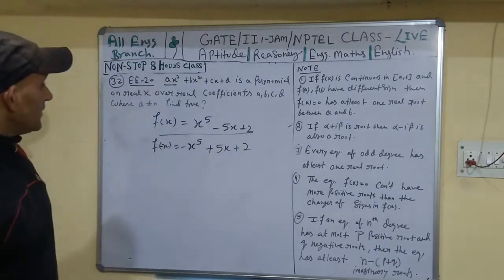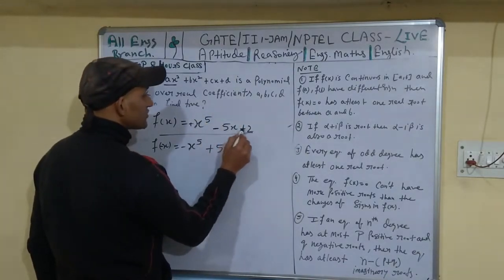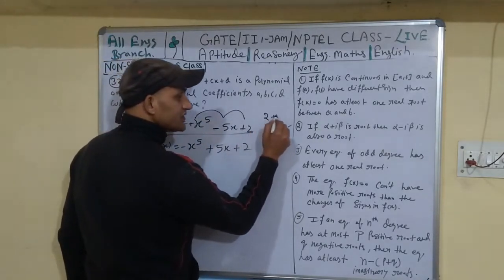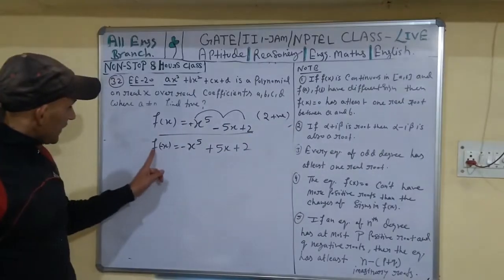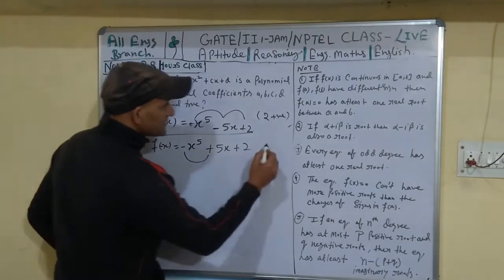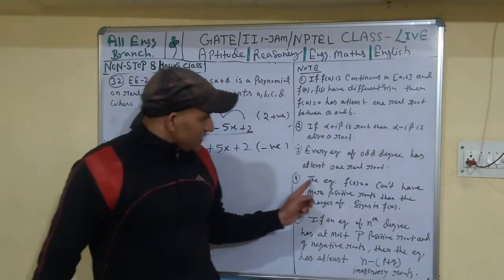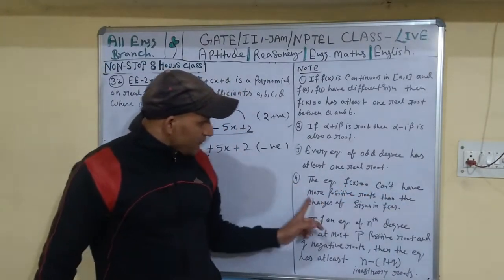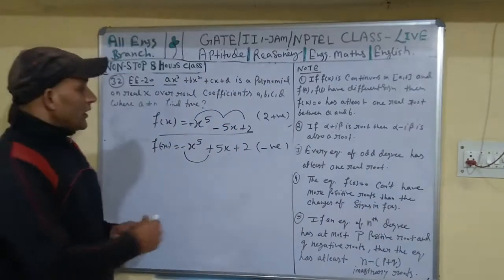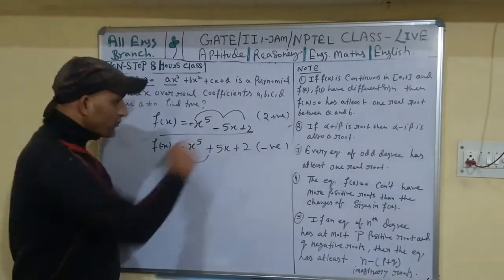So how many changes of sign are there? This is positive, this is negative, and this is negative, this is positive. So there are a total of 2 sign changes, 2 positive. And if you put x equal to minus x, in this condition there is 1 sign change. So the equation f(x) equal to 0 cannot have more positive roots than the changes of sign. So there are a total of 2 positive roots and 1 negative root for this polynomial.